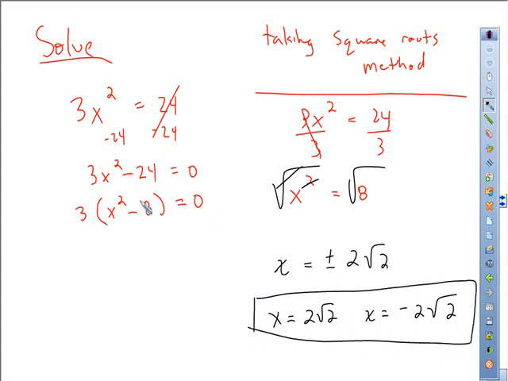So when this is not a difference of squares, we're going to have to use this taking square roots method.